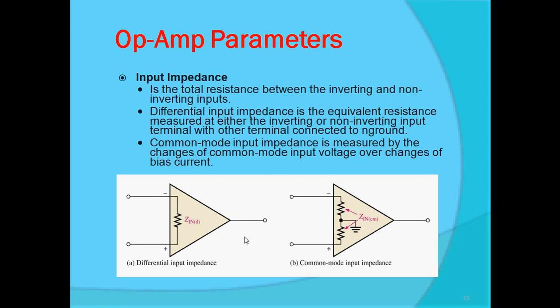Input impedance is the total resistance between the inverting and non-inverting input terminals. The differential input impedance is the equivalent resistance measured at either the inverting or non-inverting input terminal with the other terminal connected to ground. Common mode input impedance is measured by the change in common mode input voltage over the change in bias current. When we look into the input terminal to determine the input impedance, the other terminal must be connected to ground.